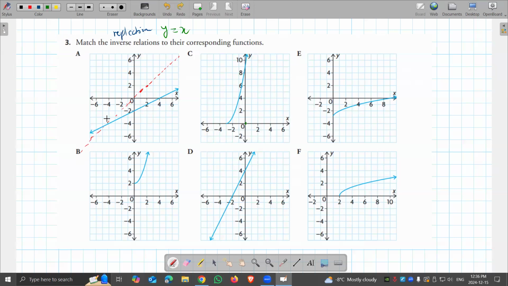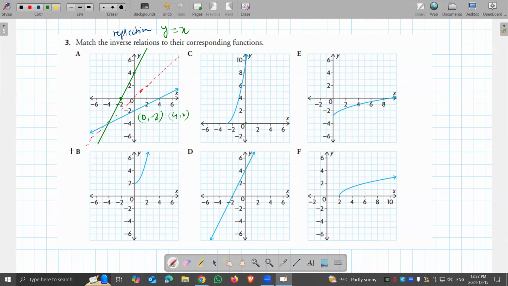I'm not going to be super precise here. Actually, you could be super precise. You see how this goes through 0, -2? That means our inverse function must go through -2, 0. You see how this goes through 4, 0? Our inverse function must go through 0, 4. And then you simply connect the dots and you extend them in both directions. And there you go. That's the inverse. Very simple.